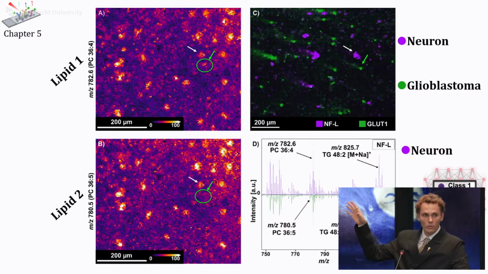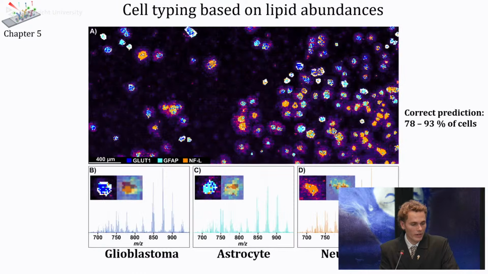So when we feed the whole mass spectrometry data into the recognition model, what we get out is a model that looks like this, that's able to distinguish different cell types within glioblastoma, astrocytes, and neurons based on their lipid data, and correctly predict them up to 93% of the cells present.